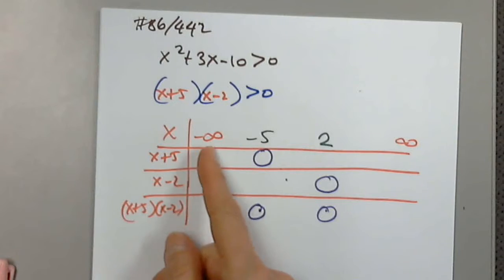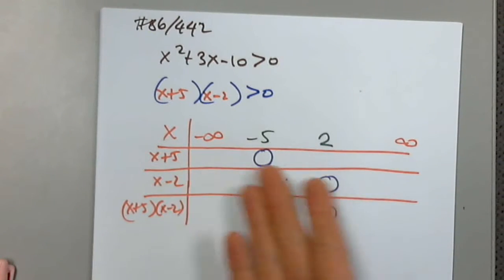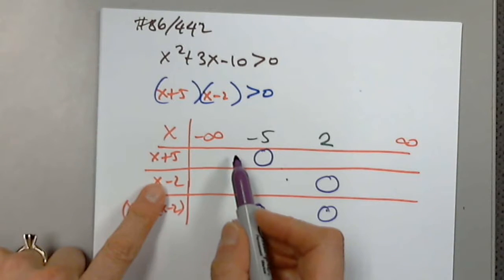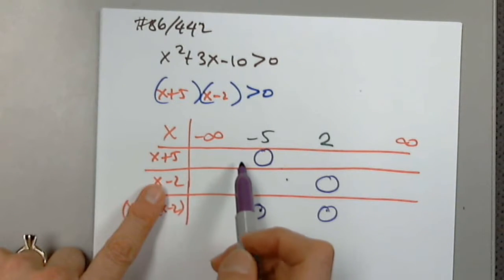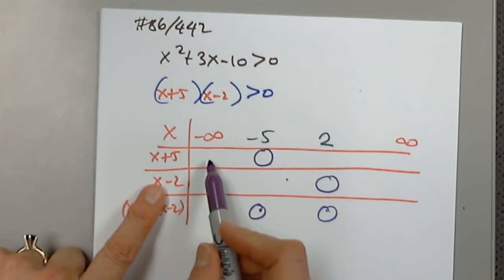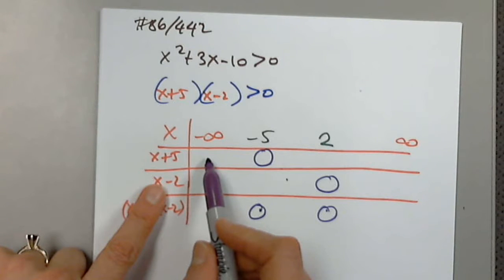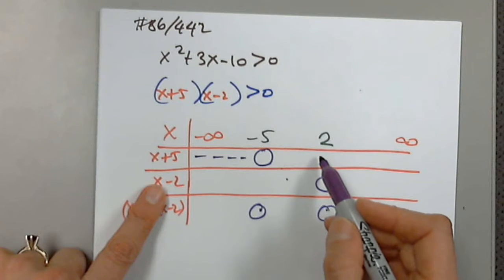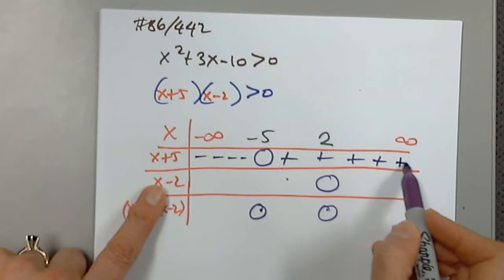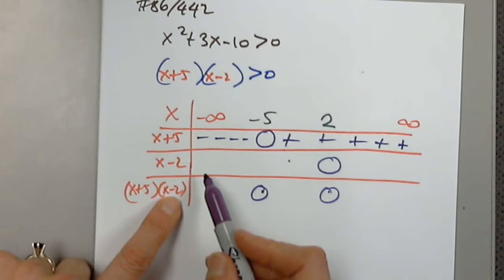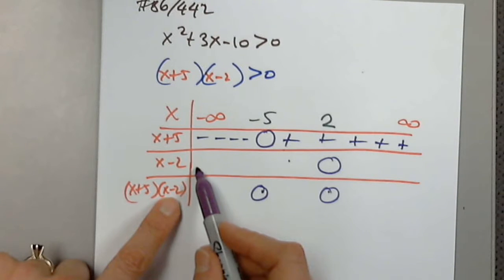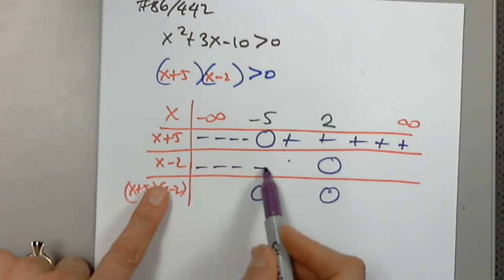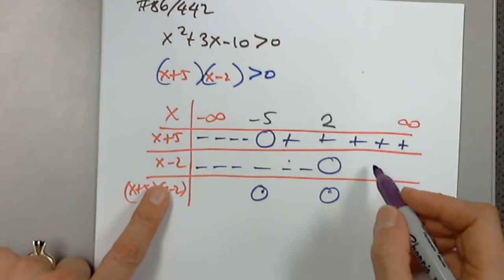So between these two and then between these two. Plug in a number and give me the sign to the left of -5. What is the sign here? Plug in -10 and give me the sign. Negative. Plug in 100 and give me the sign. Plug in -10 and give me the sign. Plug in 100 and give me the sign.